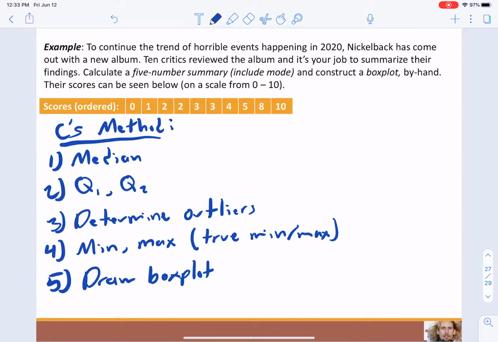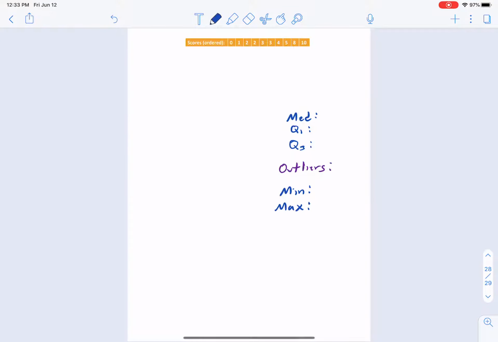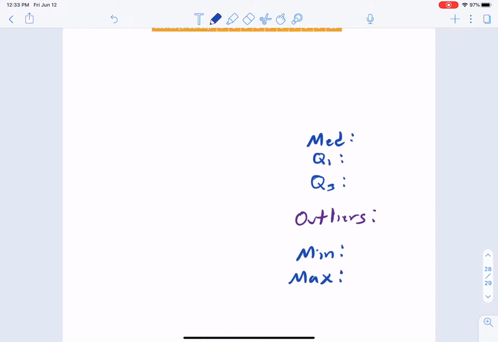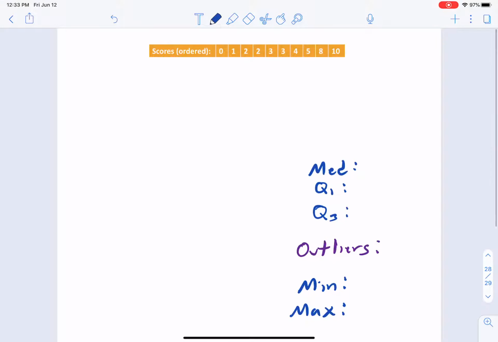All right, here we go. So I've got it here. I got a new page set up just so I can show you what's going on. So same data, right? It's ordered. That's the first thing you want to do, is make sure that everything is ordered. And if it's not, then you should put it in order.